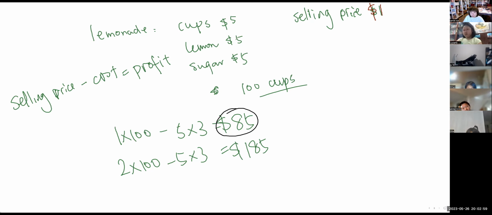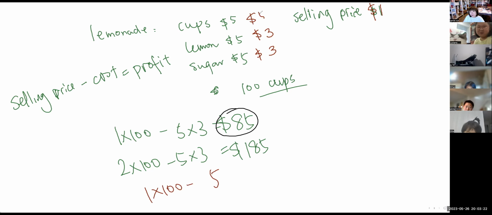Don't make too many cups. No. I can do what? I can go to the grocery store and tell them, yes, I want to buy $3 lemon and $3 sugar. The cost right now became 5 plus 3, because the cups I cannot change, right? Still need 100 cups. So now immediately from 85, I'm making $89.